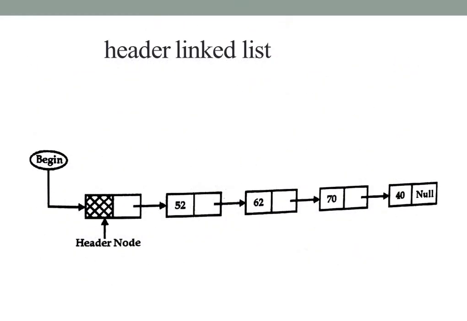So you can see the diagram for the header linked list here. Like the other linked lists, we are writing this header node in the beginning while we are creating the list. These are the different nodes, where the values are 52, 62, 70 and 40. And one more thing, the last node has the null pointer. So a header linked list has a header node in the beginning while you are creating it. This is the diagram for the header linked list.